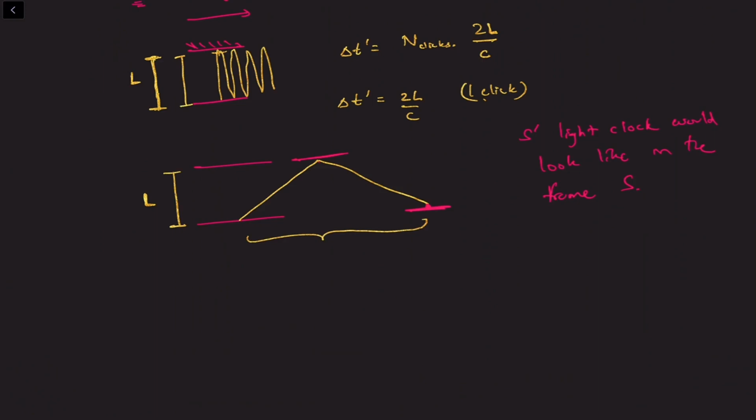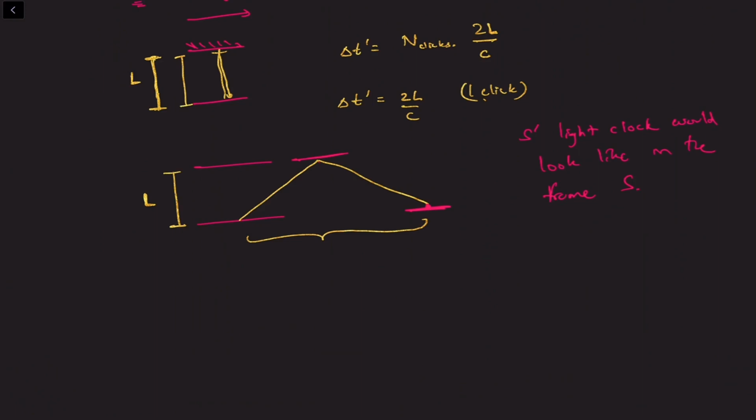According to the train observer, the light has not moved at all in the horizontal direction. It's just gone straight up and down. I've shown it here as separate, but really you should think of this as I sent it straight up and it came straight back down.